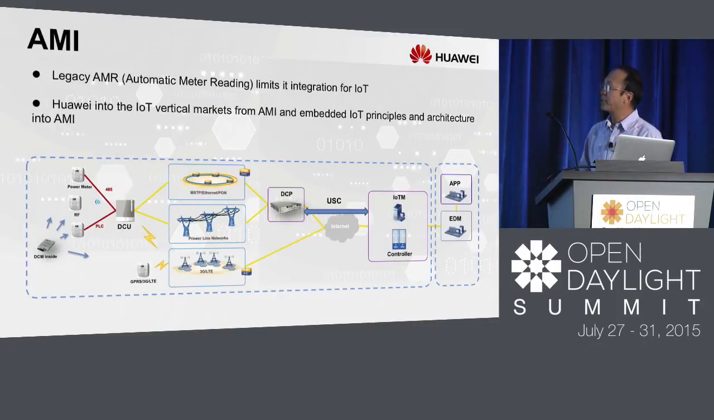So based on this architecture, Huawei has deployed it for different types of use cases. The first one is called AMI, advanced metering infrastructure. It is divergent from AMR, automatic meter reading. AMR basically has limited expansion based on the IoT framework. Huawei got into the IoT vertical market first from AMI, and in that solution we embedded this IoT principle and architecture. From here, we can see there are a lot of meters, aggregating data back to the DCP, which is basically an edge device, and communicating back to the controller using USC, and then providing the basic service back to the typical application layer for energy distribution management or other applications in the AMI solutions.